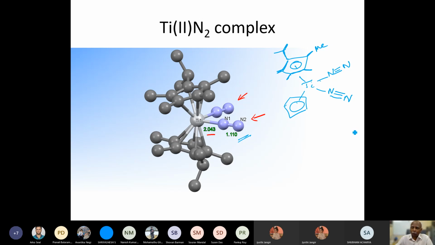Plus, they are weakly bound. So what happens is if you bubble argon through this complex, it might lose dinitrogen. So this is a complication that people do not realize.